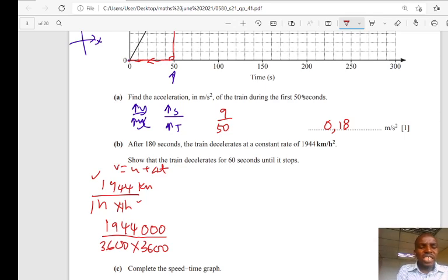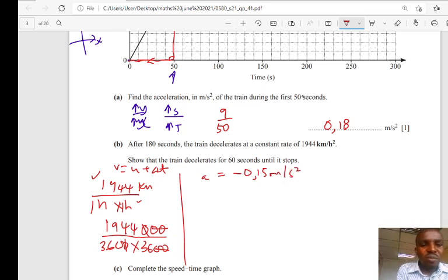Then you can simplify this one. You can cancel these zeros, then this 0 and this 0. Then after that, on the numerator, you can divide now. You'll be left with 1944 over 360 times 36. 360 times 36, you get 3 over 20 or 0.15. So it will be 0.15 here. Acceleration or deceleration is minus 0.15 meters per square second. That will be your deceleration.